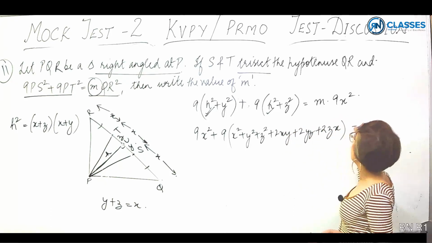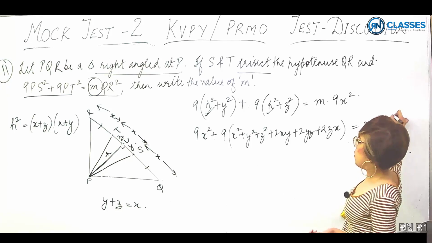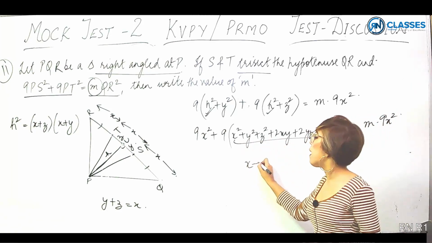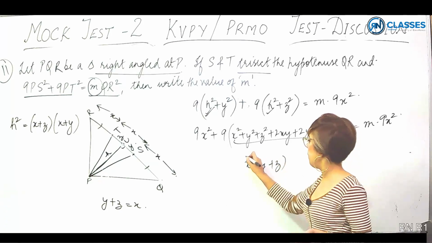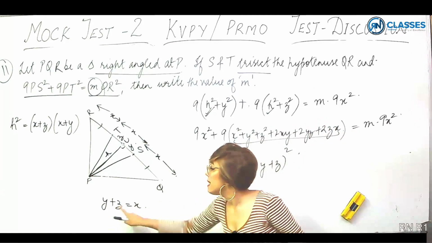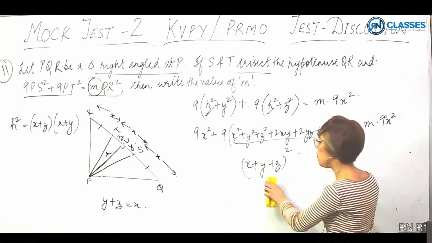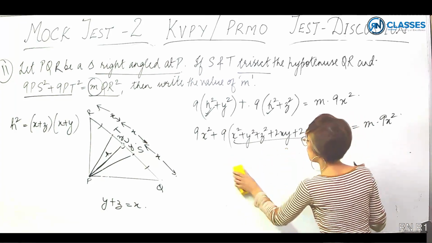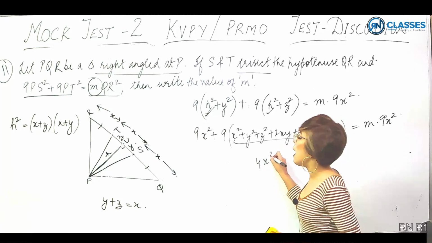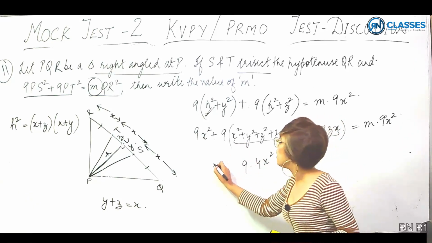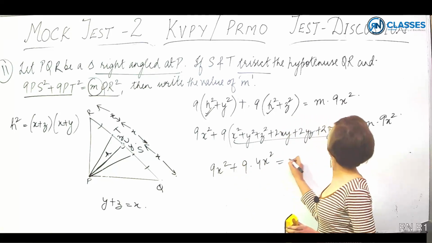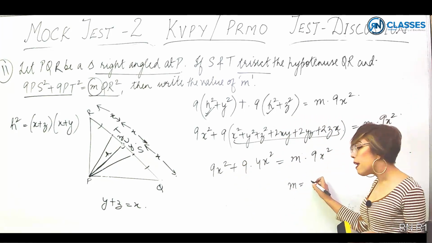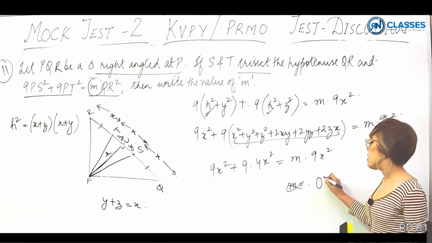You'll get this, which is equal to m into 9x square. As you can see, this is nothing but x plus y plus z whole square. Mind it, y plus z is x. So substitute, because I want to convert everything into x. So x plus x, which is 2x, 2x whole square, which is 4x square. And 9 is also multiplied here, don't forget that, so 9x square. You will get the answer easily. M will turn out to be 5, but you will write the answer as 0, 5.